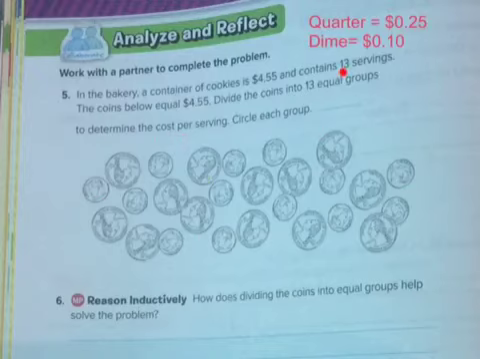Okay, so we have 13 servings, 13 cookies. This is how much it costs for 13 cookies. We want to know how much is each cookie. So we have to take this amount for the cost for 13 cookies and divide it by 13 so we get the price of 1.